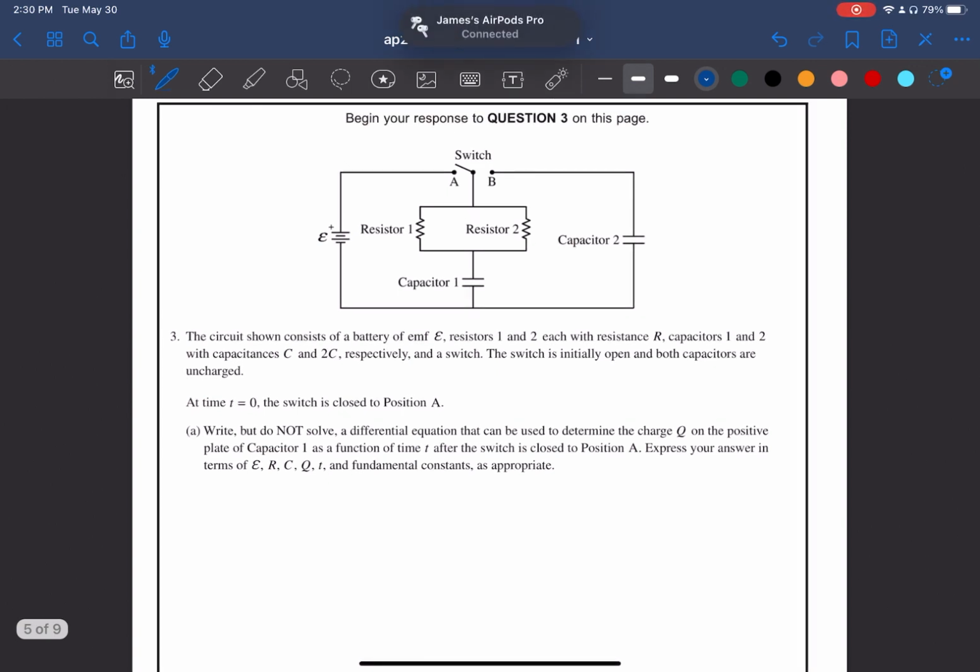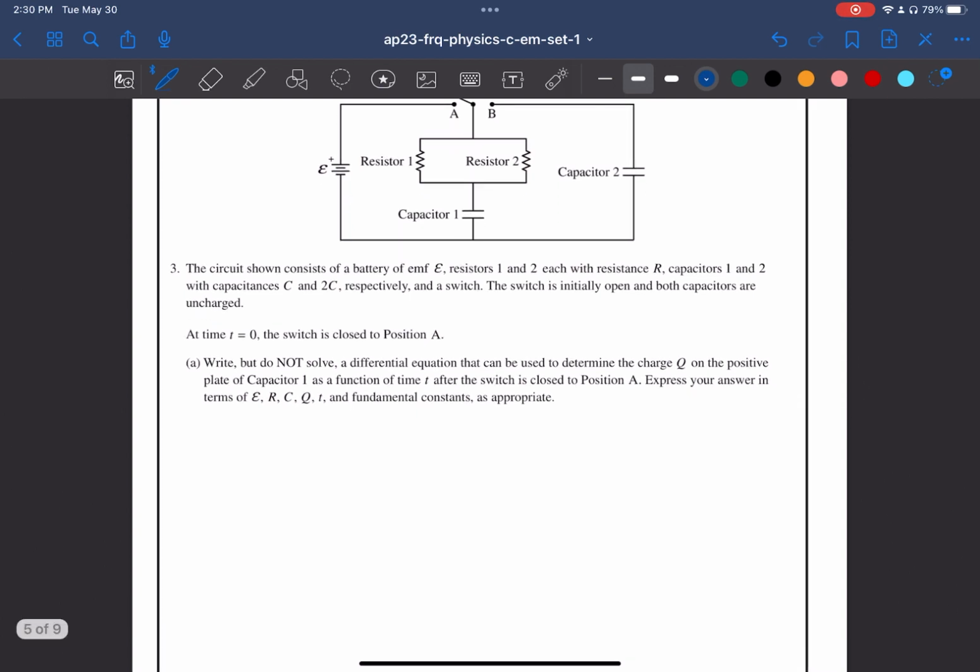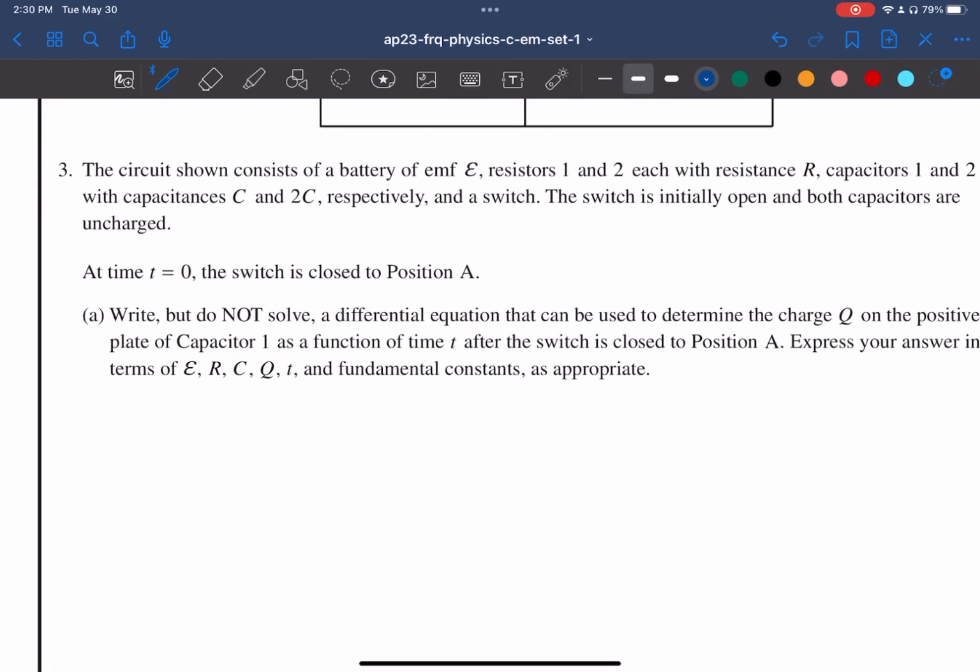The circuit shown consists of a battery of EMF, resistors 1 and 2 with resistance R, capacitors 1 and 2 with capacitances C and 2C respectively, and a switch. The switch is initially open and both capacitors are uncharged. Okay, so now that we have read that, we're going to read 3A.